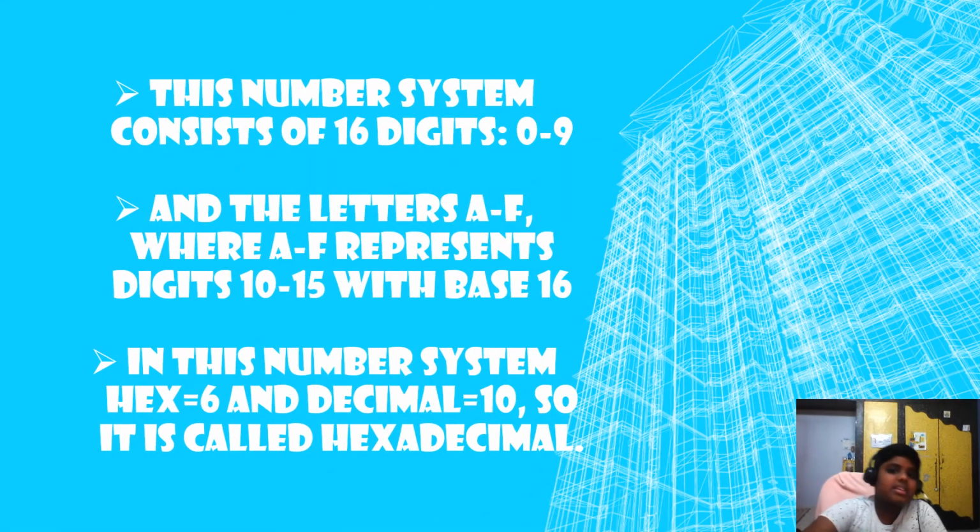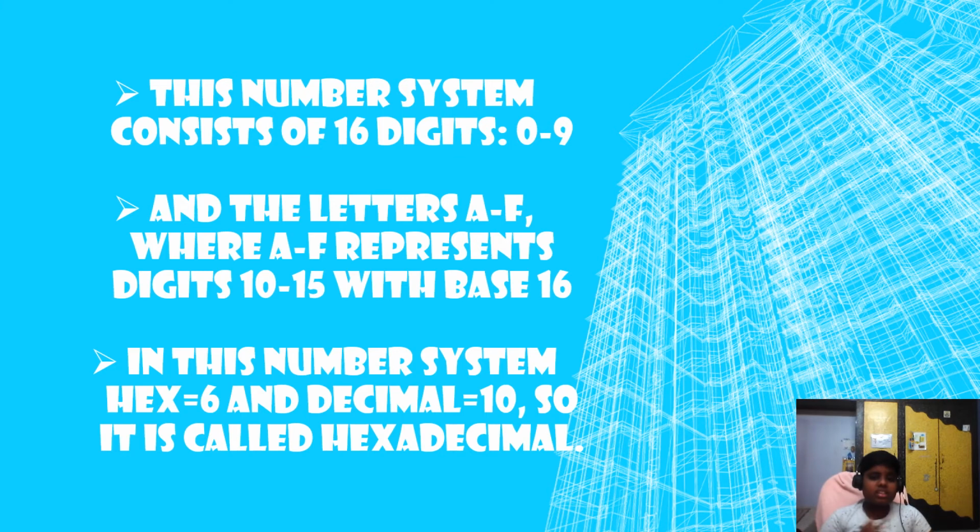So this number system consists of 16 digits: 0 to 9, and the letters A to F, where A to F represent 10 to 15. In this number system, hex is equal to 6 and decimal is equal to 10. So it's called hexadecimal. In this number system, you have digits 0 to 9.